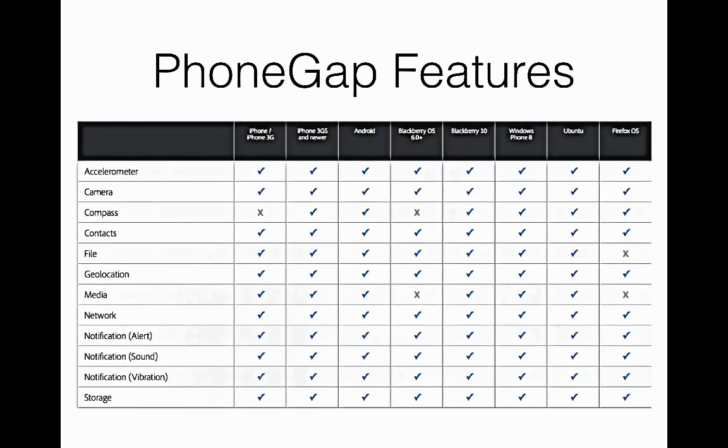So for Android here, let's focus on Android because the other two lectures will be focusing on the Android platform. We can see that PhoneGap supports all the plugins: accelerometer, camera, compass, contacts, file, geolocation, media, network, notification, storage. This means that we can access all these plugins through JavaScript and HTML.